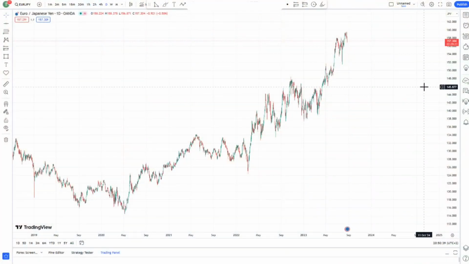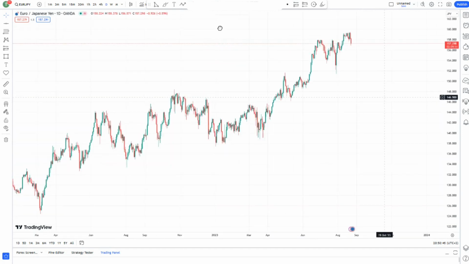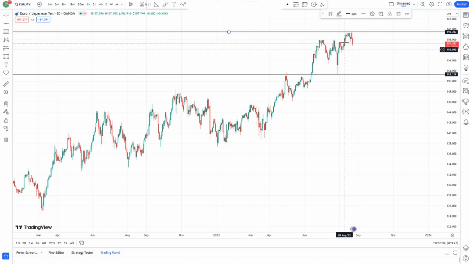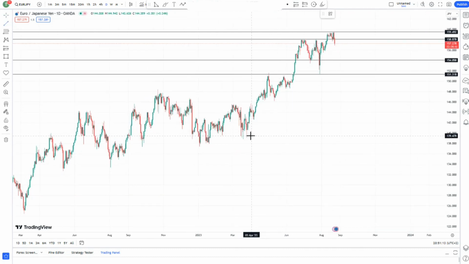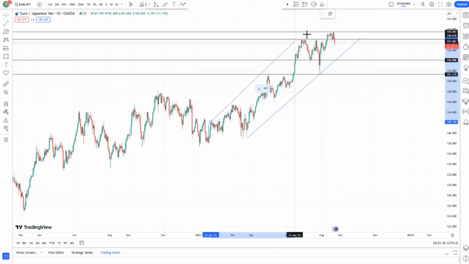The pair that we're going to start with today is EURJPY. I always start my analysis on the daily time frame, as always. I'm going to look for my key levels. And once I've found my key levels on the daily time frame, I look for my trend lines. I only apply trend lines if I can spot a trend. As long as I can't spot a trend, I'm not going to apply the trend line.